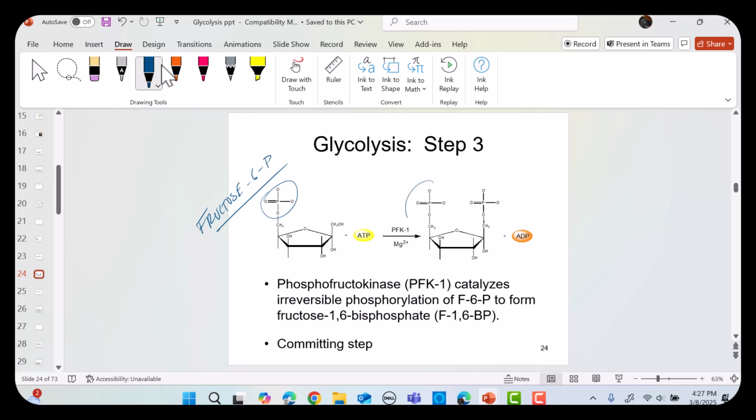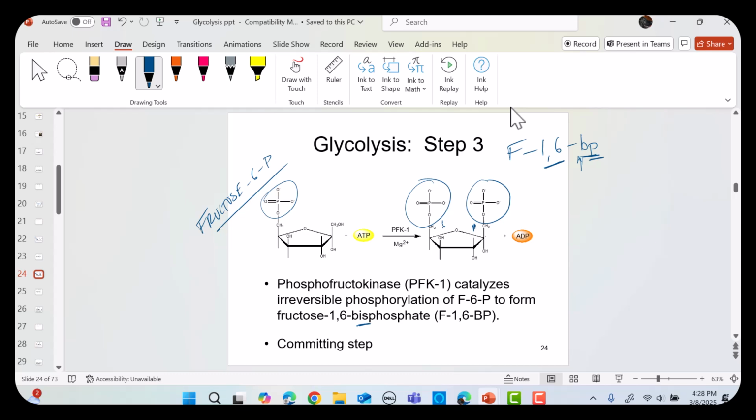So we already have the phosphate on carbon 6. Now we're going to put one on carbon 1. So this is my 6, this is my 1. That's going to give me fructose 1,6-bisphosphate, with 1 on carbon 1, 6 on carbon 6. You already see you have 2, so I don't know why we say the bis in there, but we do. So these are the carbons it's on.